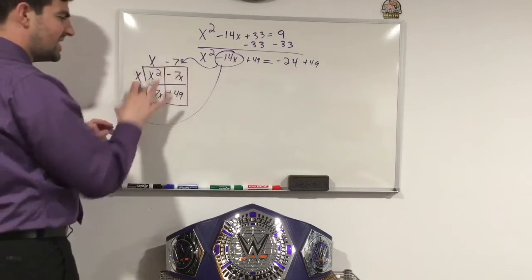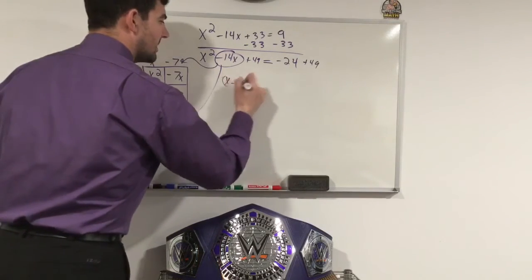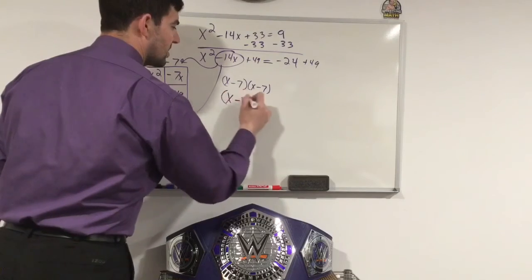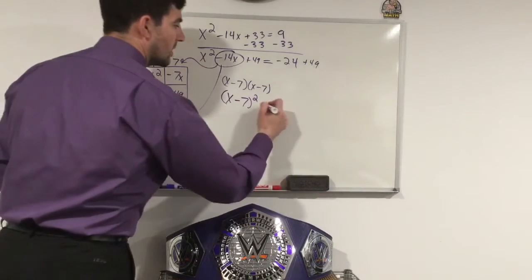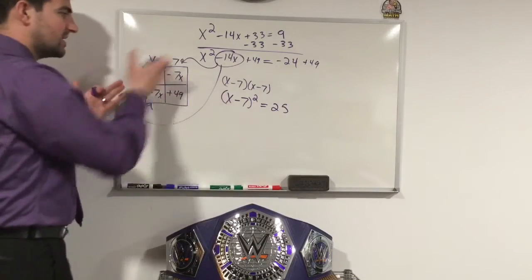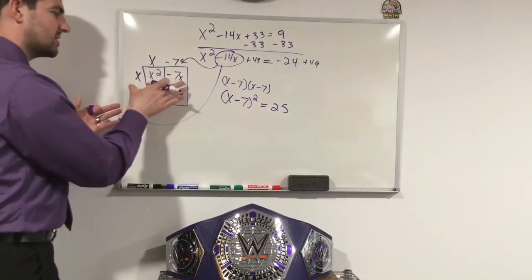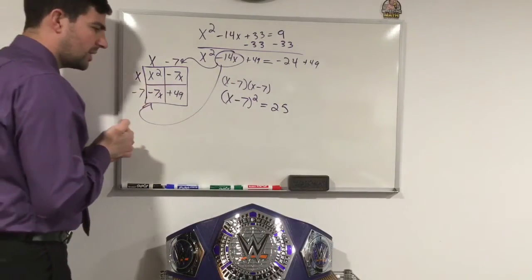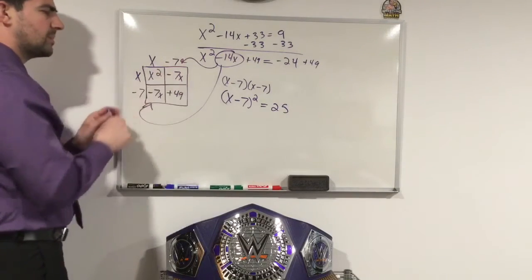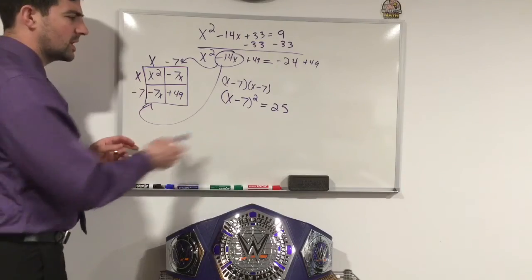We already did the factoring here. So x minus 7 times x minus 7 is x minus 7 squared equals 25. I did the same exact process and got to the same answer by doing a different process. This is called the area model, and it's a slight variation of the actual area model. I kind of simplified it here for you guys, but it's just another option to get the final answer.